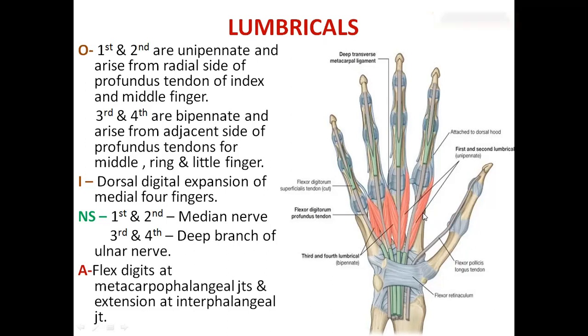Okay, of the profundus tendon of this finger, this finger is the index finger, this finger is the middle finger. So the origin is from the lateral side of the tendons of flexor digitorum profundus to the index and middle fingers. Third and fourth, you can see they are bipinnate. That means the fibers are arising from two directions, right? So these are bipinnate muscles.